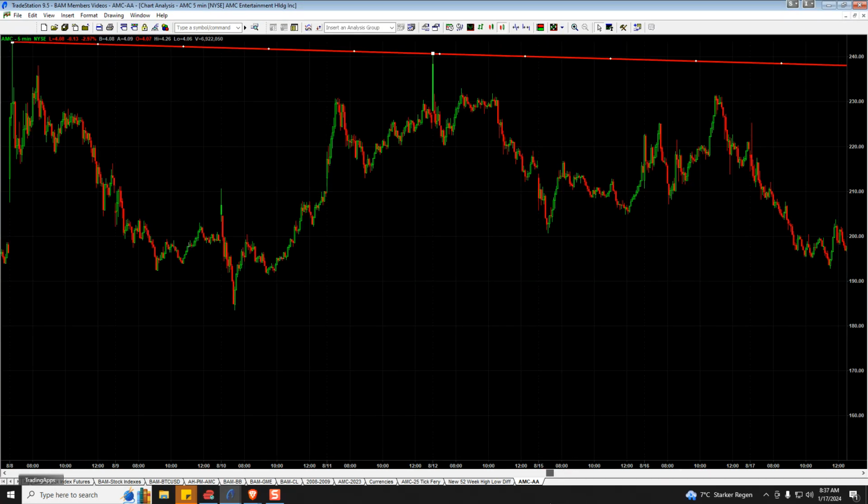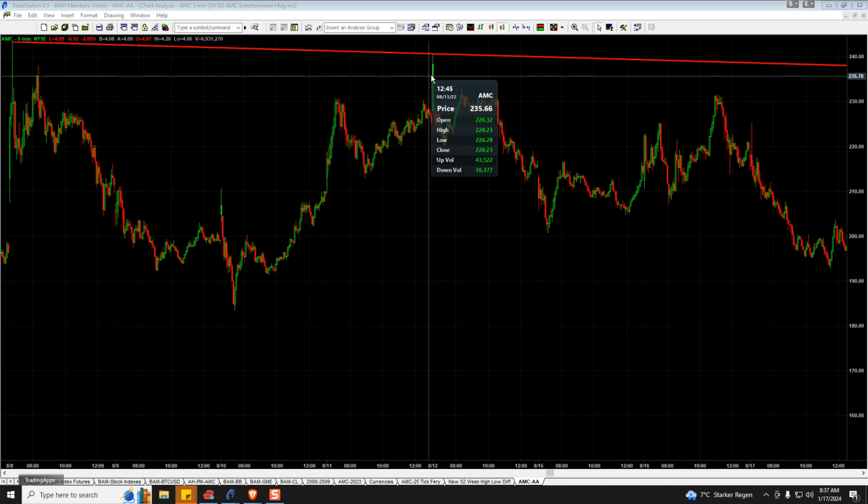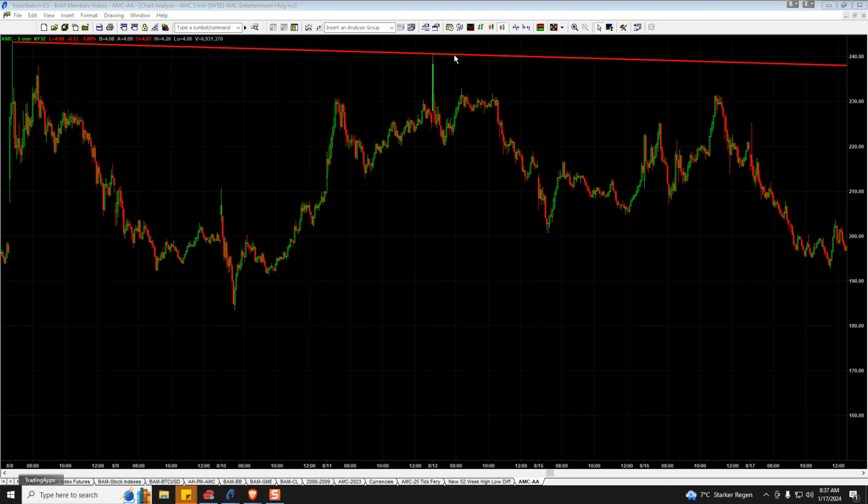Okay, and again, these are 5-minute bars, so you're going all the way back to 2022. That's why that took a little bit of time to scroll back. But you guys can see point of origin fixed in place. So this is a perfectly drawn trend line based on my methodology. You can see this is the August 8th high and August 12th high.